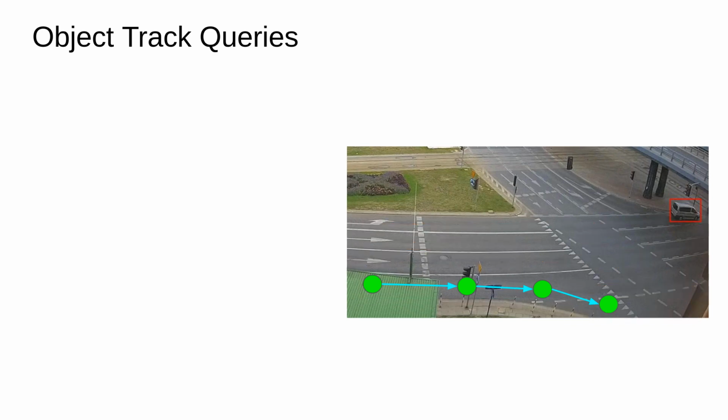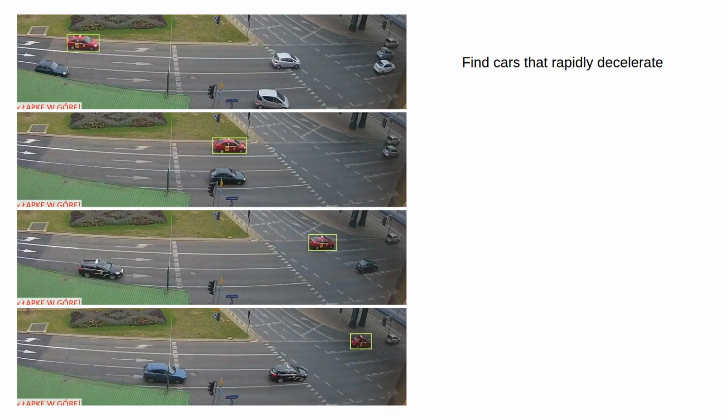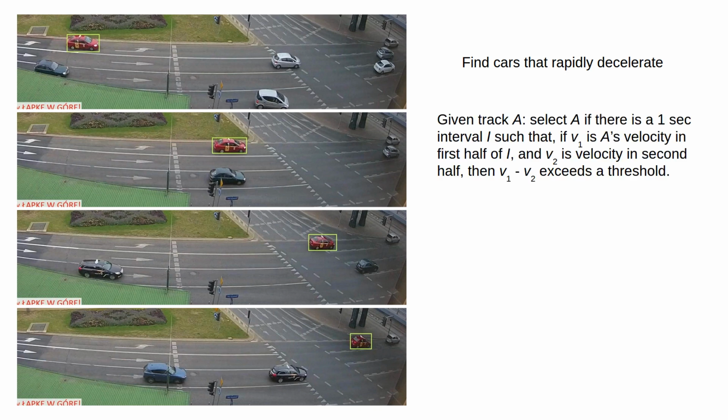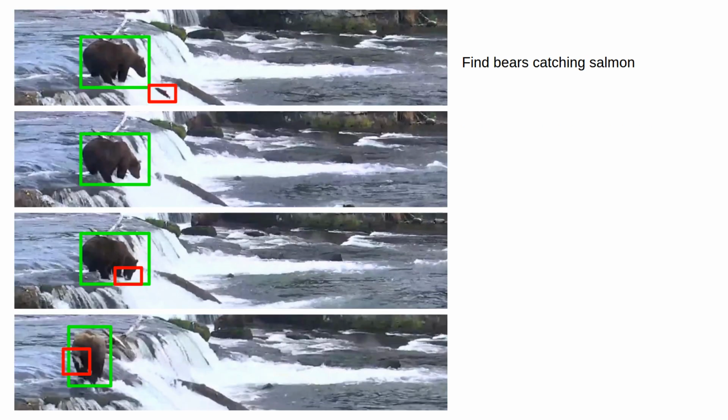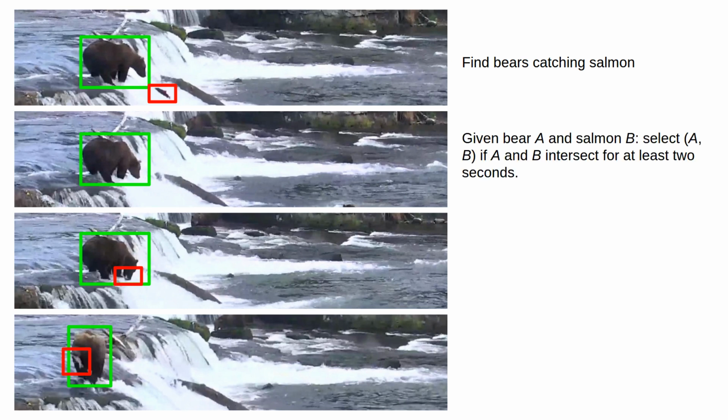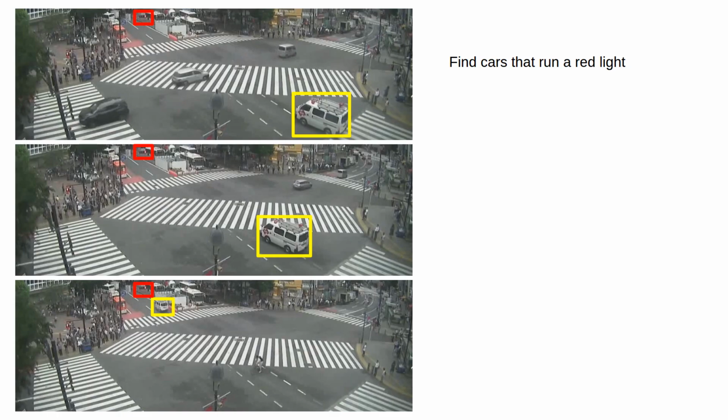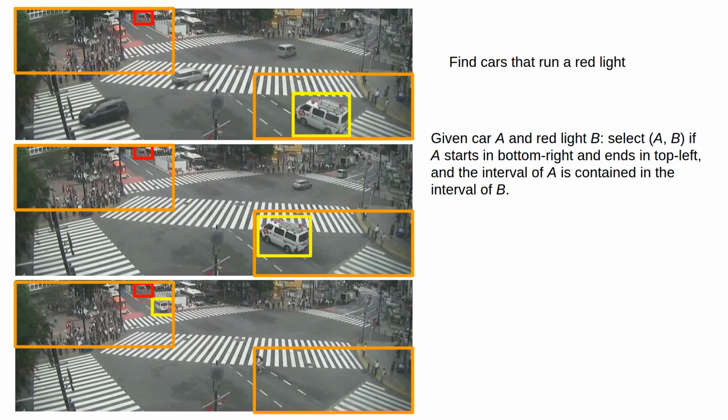Many video analytics tasks can be expressed as object track queries. Some queries may involve object speeds. A user interested in finding cars that brake rapidly at a junction may formulate a query that selects tracks with a sharp deceleration. Other queries may involve the positions of multiple objects. In this video captured of a river, we may want to find interesting events like when a bear catches a salmon. To do so, we could look for pairs of bear and salmon that intersect for several seconds. Similarly, to find cars that run a red light, we could look for cars that drive straight through a junction in a particular direction while the traffic light controlling that direction is red.